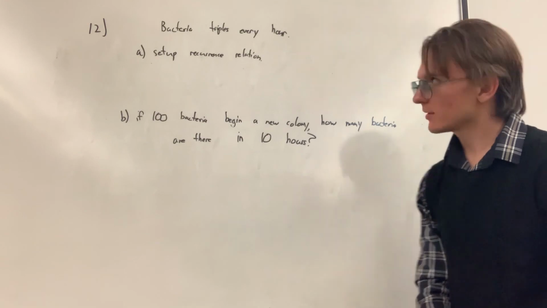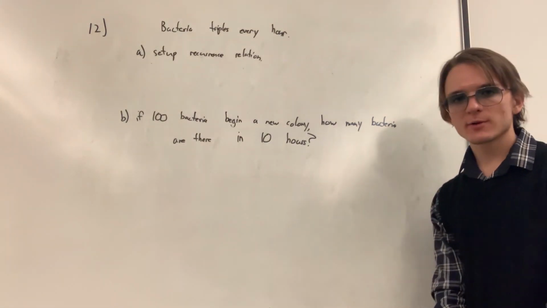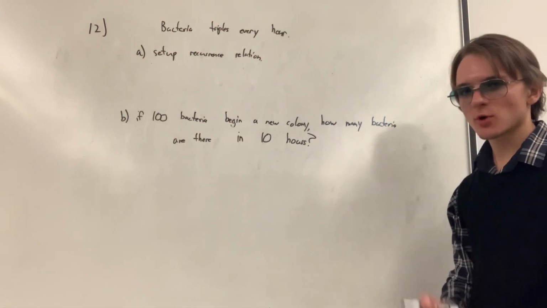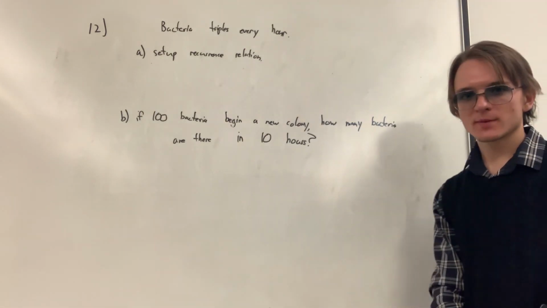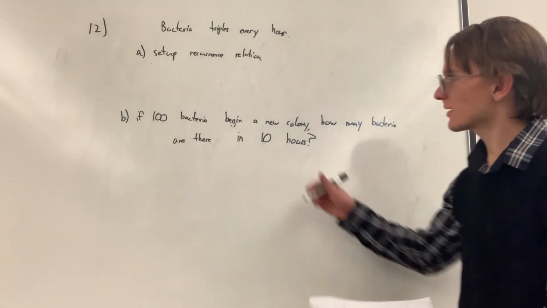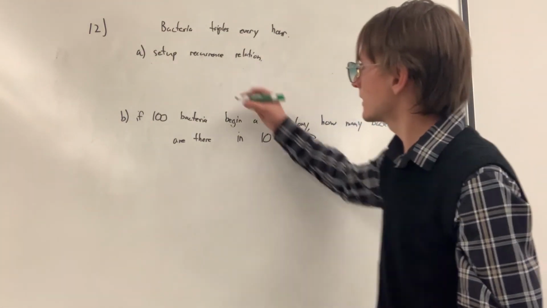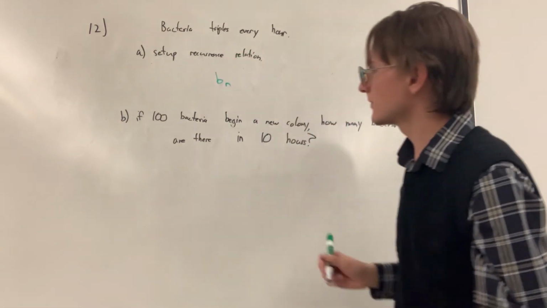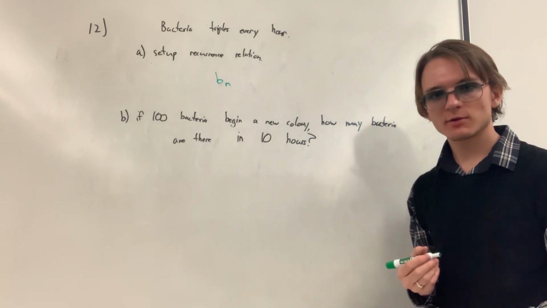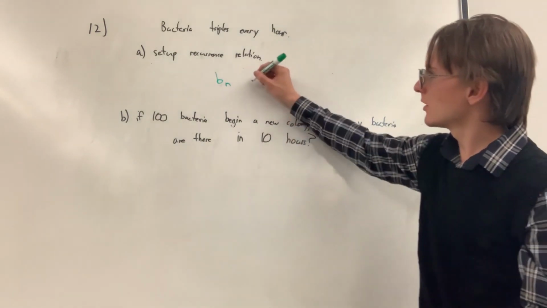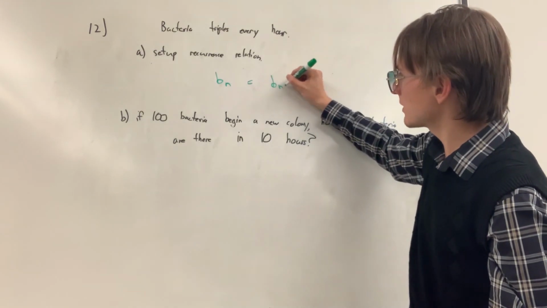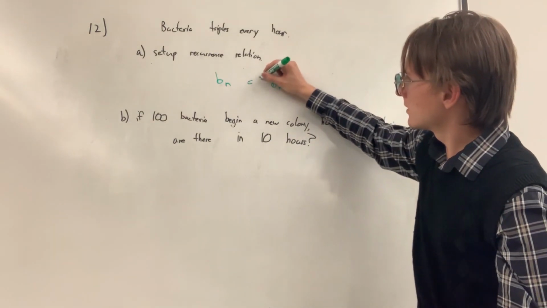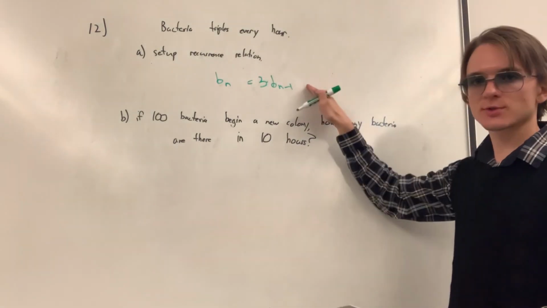The final problem. Bacteria triples every hour. Okay, so it's a recurrence type problem. Set up a recurrence relation. Let's begin by saying that B of n is how many bacteria we have at the nth hour. We know it's based on the previous hour, so let's just say B of n is equal to B of n minus 1 times 3. Solution to A.